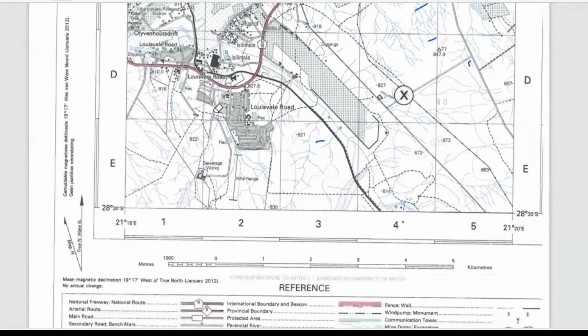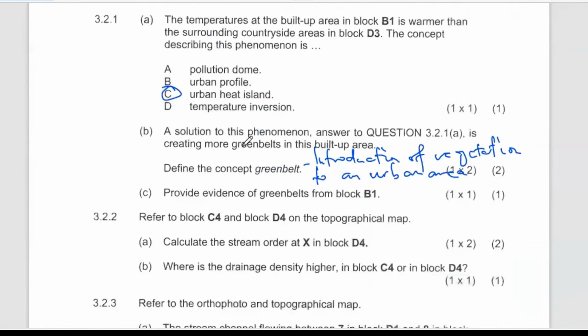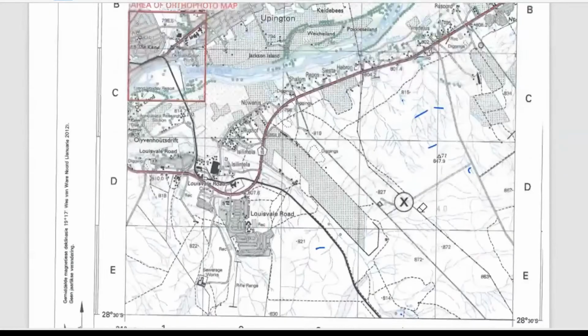Right, then we go to the next question, number 3.22. It says, refer to block C4 and block D4 on the topographic map. Calculate the stream order at X in block D4. Let's go to the map and check the stream ordering at X here.